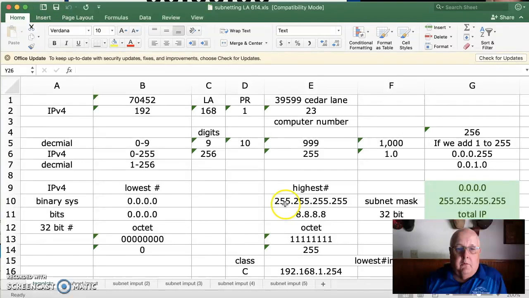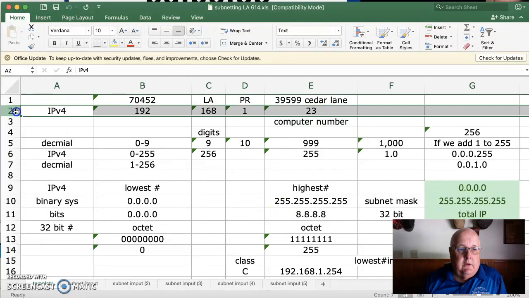Right now, what I want to bring your attention to is IP version 4. I'm going to give you a simulated IP address, and I'm going to tell you how IP version 4 works in its most basic forms.